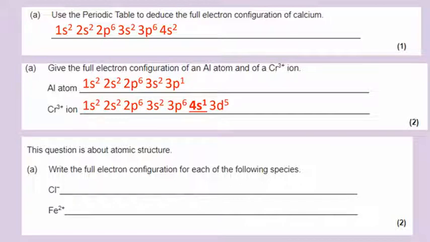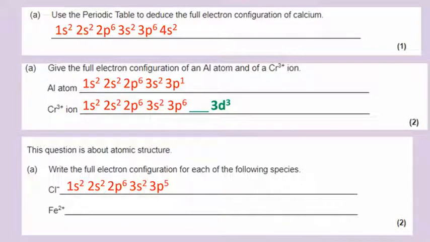Now we've got to consider what we're going to do to turn it into a chromium ion. So we're going to lose that one electron that was in the 4s subshell. So that's a single electron we've lost, but we now need to lose 2 more, and they are going to come out of the 3d subshell. So we end up with 3d3 at the end.